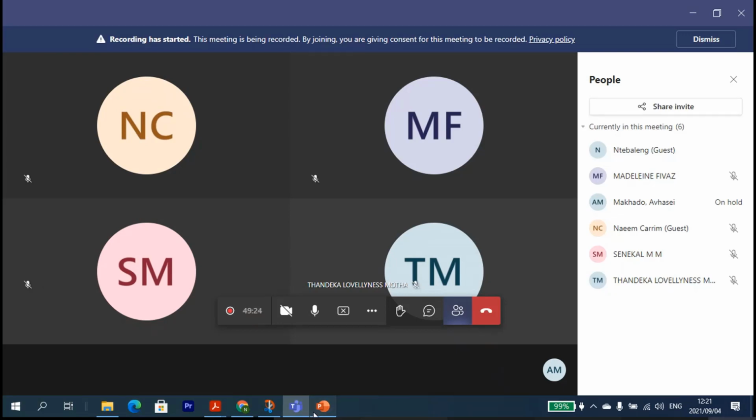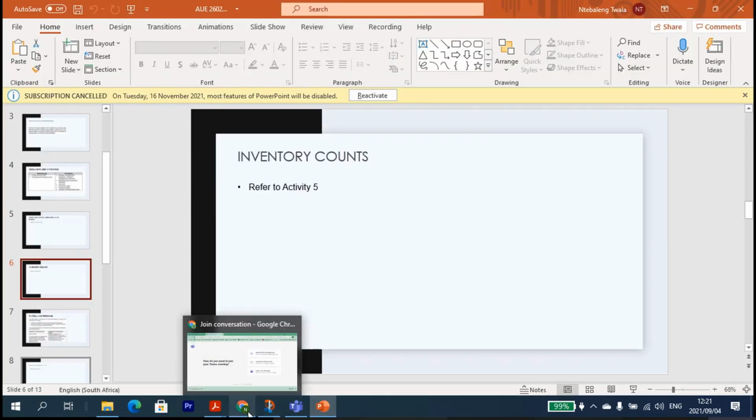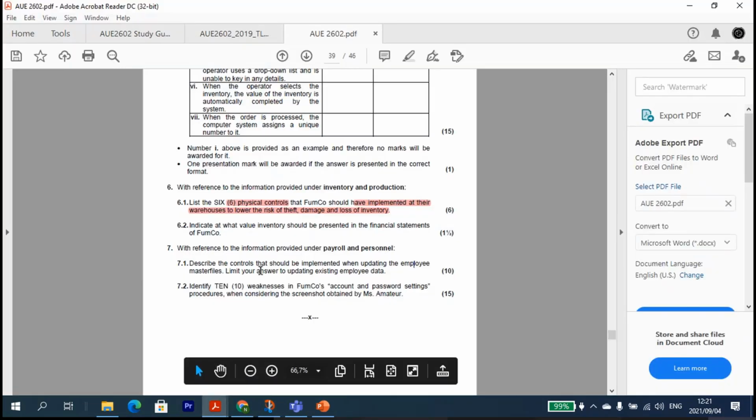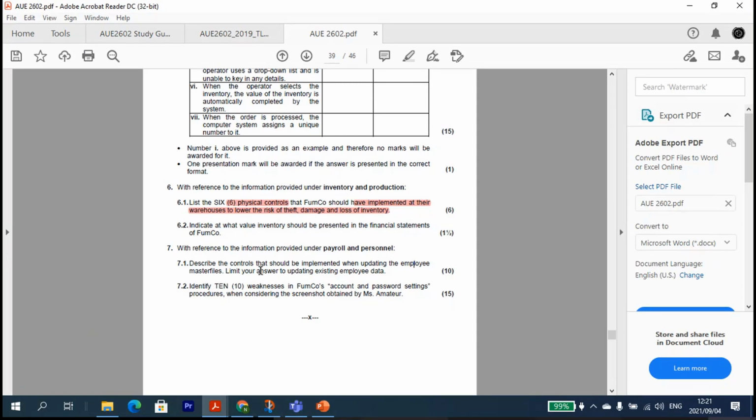Cool. What other controls are there in place? Surveillance, like you said. Surveillance must be there at all times to monitor the movement in and outside the warehouse. They said 6, so we need to get 6 out of 6.